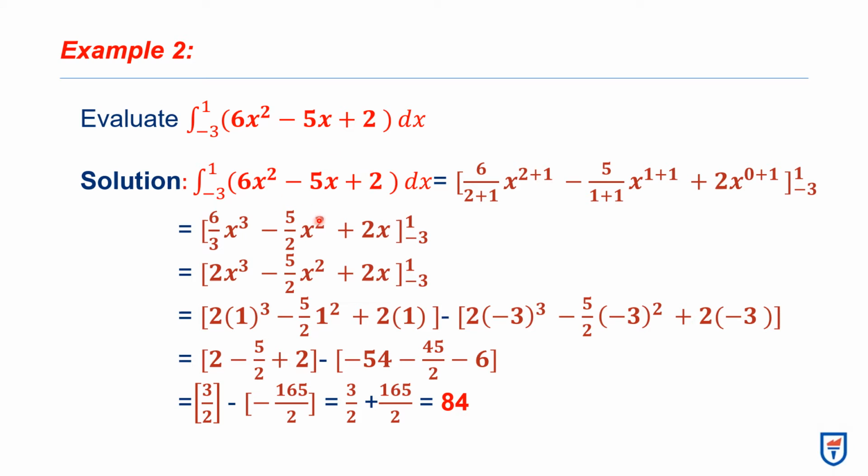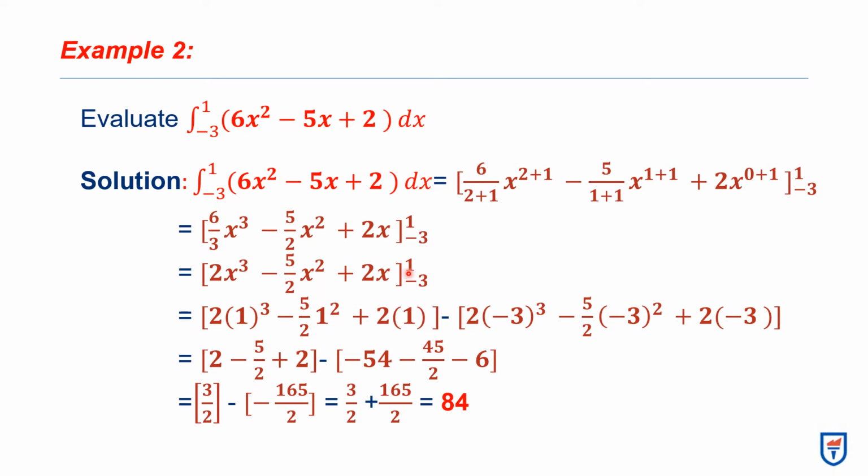For the second term, minus 5x, we also add 1, and we end up having minus 5 x to the power 1 plus 1 divided by the total power, which is 1 plus 1. Then the third one is the integration of a constant, which is 2. We also add 1 to the power of x, because we have x to the power 0, so we end up having 2x to the power 0 plus 1 as our result, with an upper limit of 1 and minus 3 as our lower limit. Now we solve this, and we end up with our final result as 2x cubed minus 5 over 2 x squared plus 2x, with an upper limit of 1 and a lower limit of minus 3.